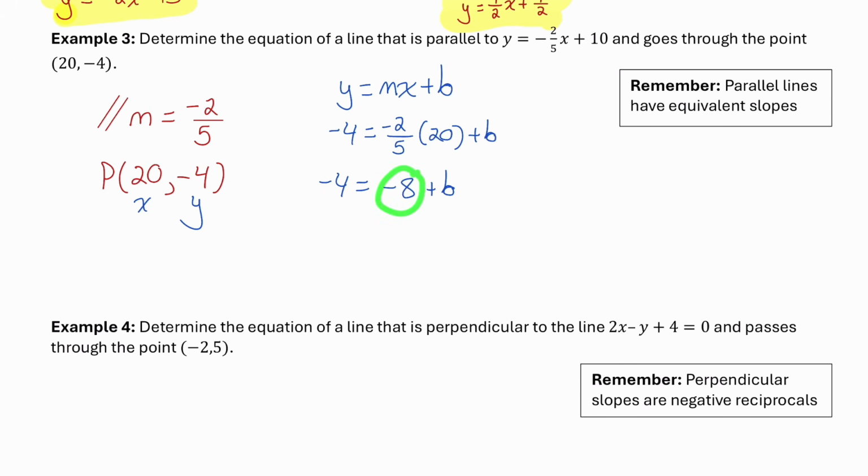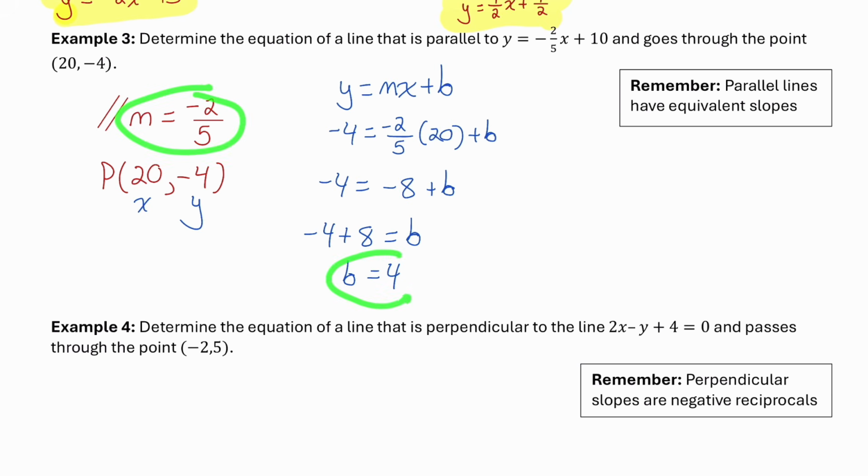I can take this -8, move it to the other side. It becomes -4 plus 8. And I get a b value of 4. And then I can write the final equation of this line by subbing in my slope and my y-intercept for m and b into y equals mx plus b. So my final equation is y equals -2/5 x plus 4.